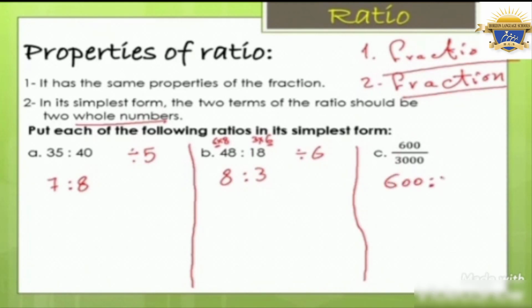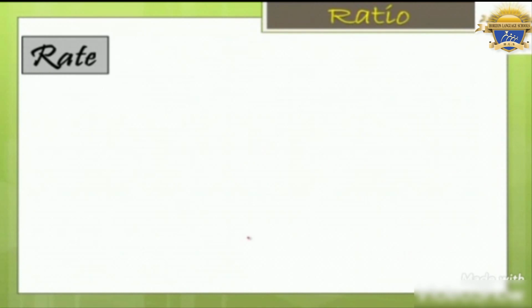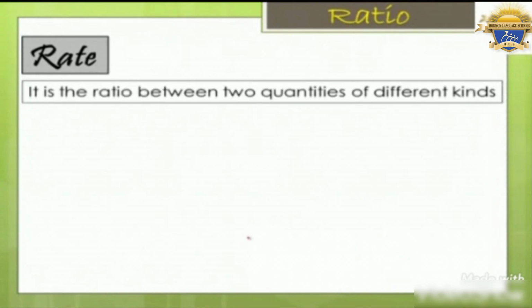Third, 600 over 3000. We write it in the other form, 600 to 3000. We have two zeros common, so we divide both sides by 100. 600 divided by 100 equals 6, and 3000 divided by 100 equals 30. Then our answer is 6 to 30. Divide both sides by 6. So our answer is 1 to 5. It's our simplest form.